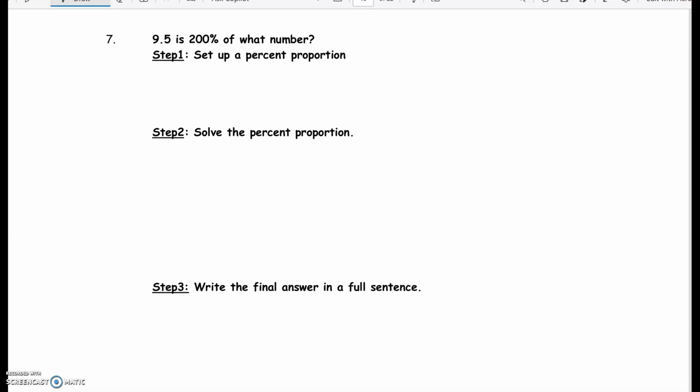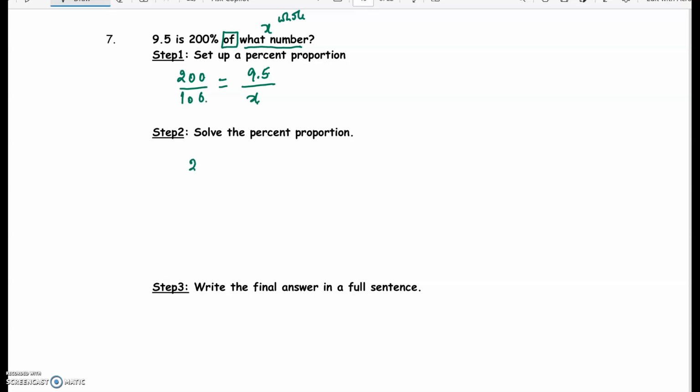9.5 is 200% of what number? So a percent of what number? So we don't know what this is. But if you say a fraction of the whole, this is always the whole or the base. So we have 200%. So 200 over 100 is the same as the base number we do not know, so we're going to call it x. So 9.5 over x is the same as 200 over 100.